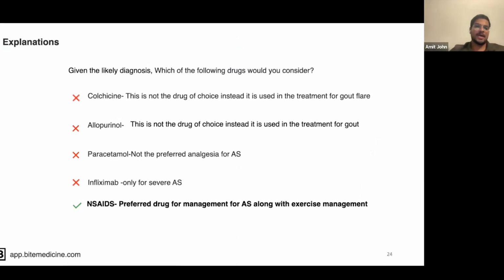Yep. So NSAIDs are the preferred drug for management. Along with this, you refer them to physiotherapy. And then obviously infliximab is for severe ankylosing spondylosis. Usually this will be started by the rheumatology team. This will definitely be later on, when NSAIDs are not effective and the opioid use is too high.